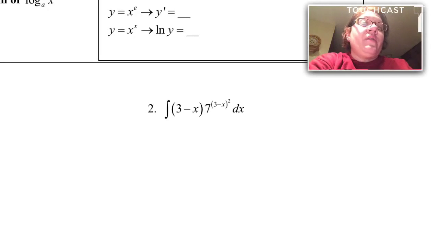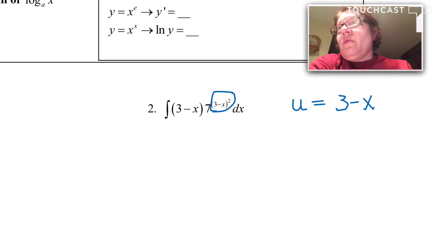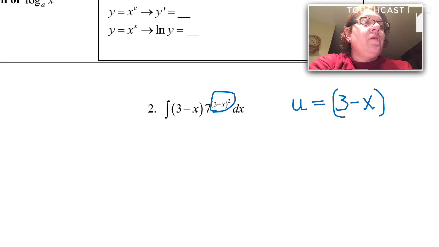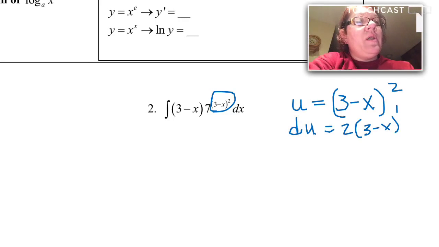So again, on this one, it looks scary because I really just like to have that single variable up there. So if I let u equal 3 minus x quantity squared, then my du is powering down. I get now one of these, so to the first. Probably don't need to put to the first, but I did just so you could see it. And then times the derivative of the inside, which would be negative 1.